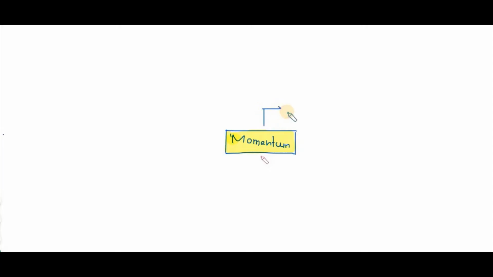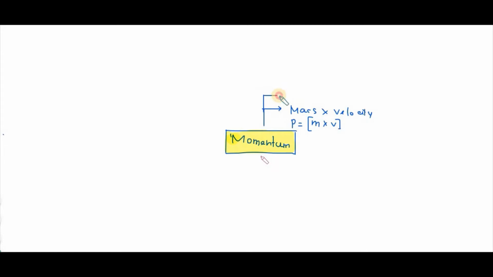So we define momentum as the product of mass and velocity. Mathematically we express it as m times v. Momentum is represented by p, so p equals m times v.